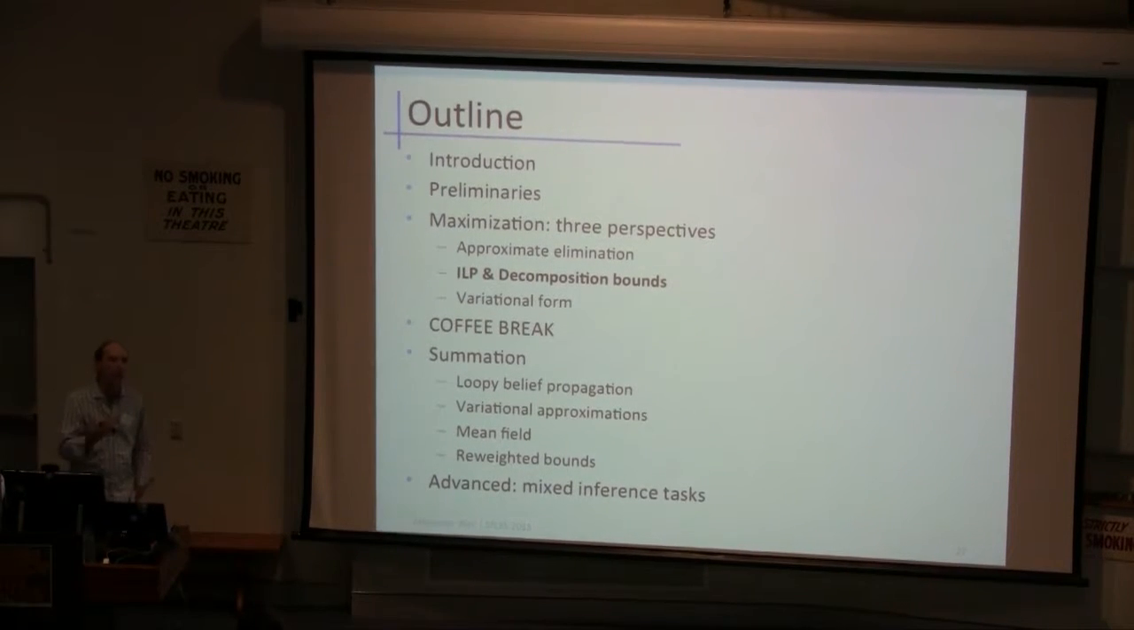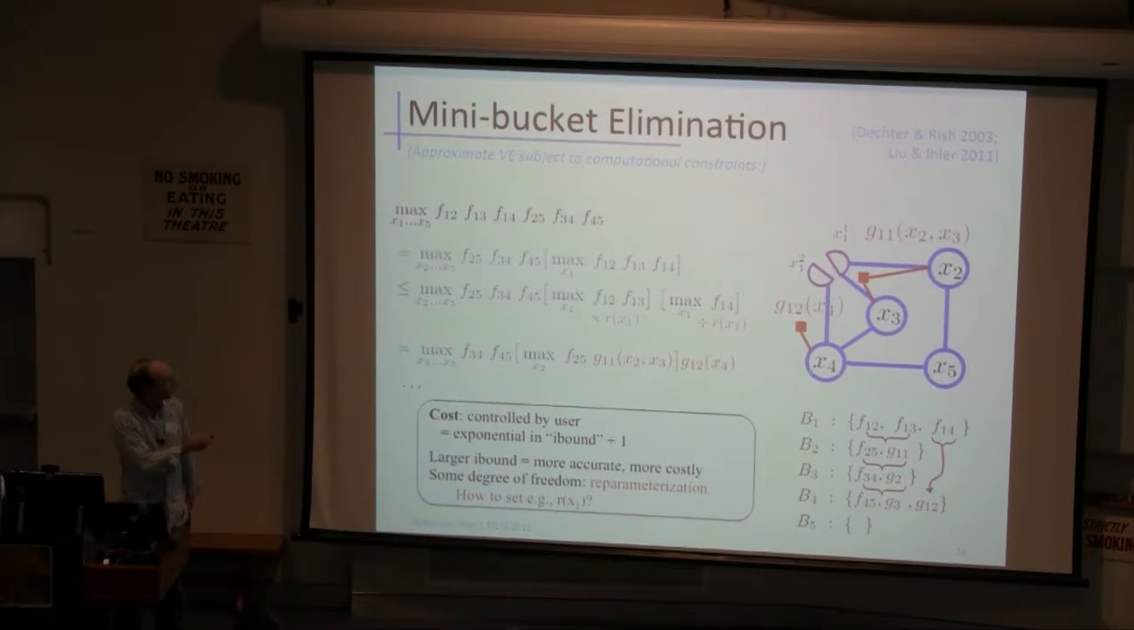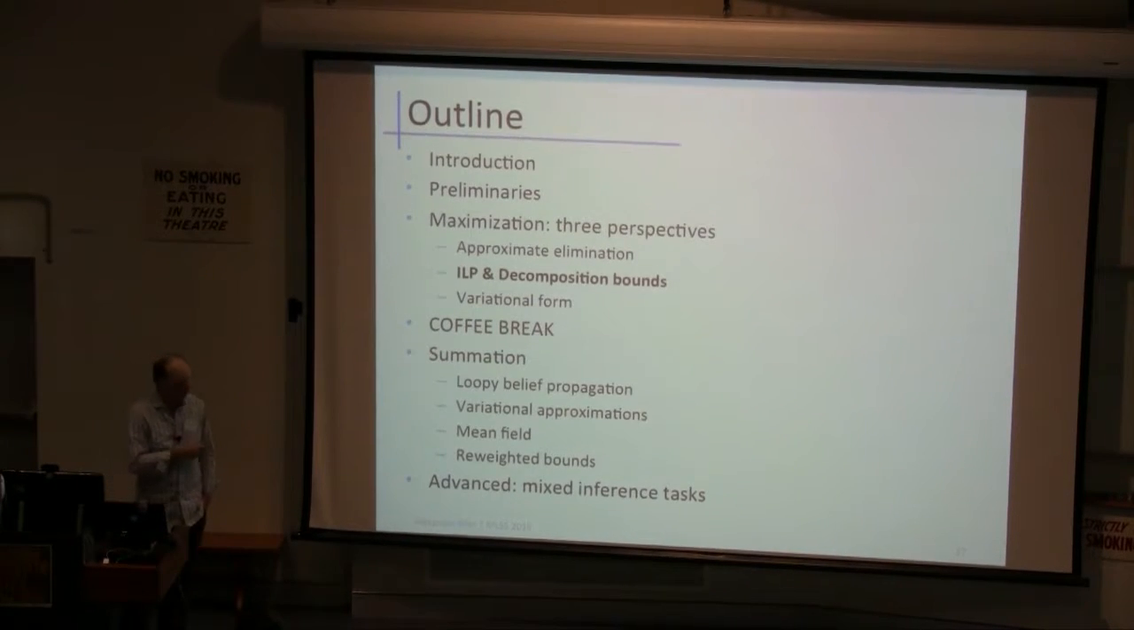So we're going to switch to a slightly different view. This is a nice procedural approximate variable elimination form. But to understand how reparameterization affects the results, I think the integer linear program form and dual decomposition view is a very helpful one.